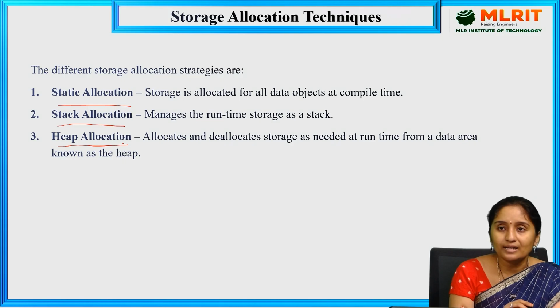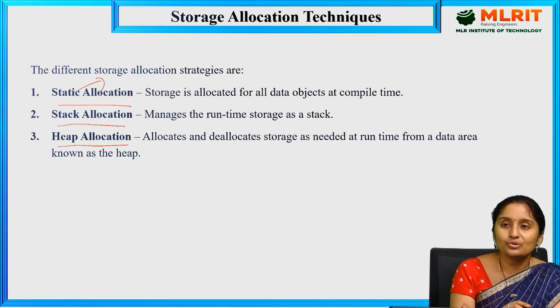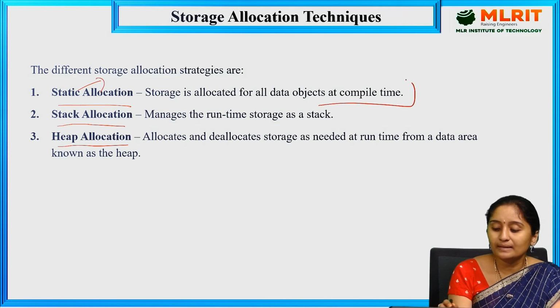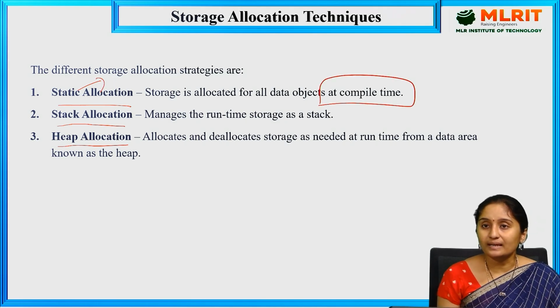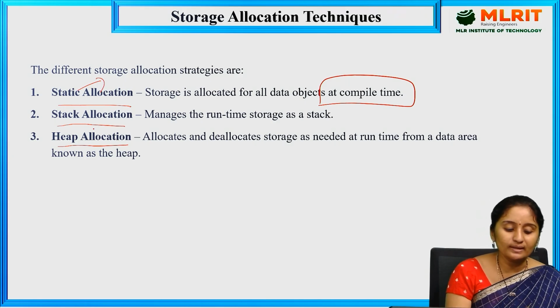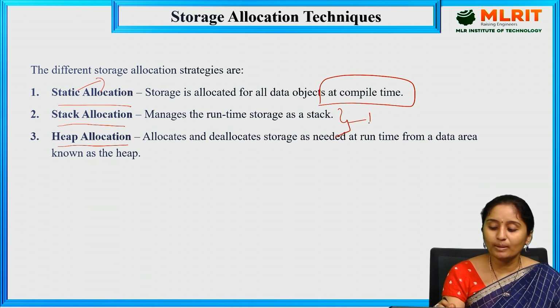The static allocation, as the name itself tells us, is where the storage is done at compile time. All the objects' memory is allocated at compile time, not at runtime or execution time. Coming to stack and heap allocation, for these two the memory is allocated dynamically, nothing but at runtime, the memory is going to be allocated.